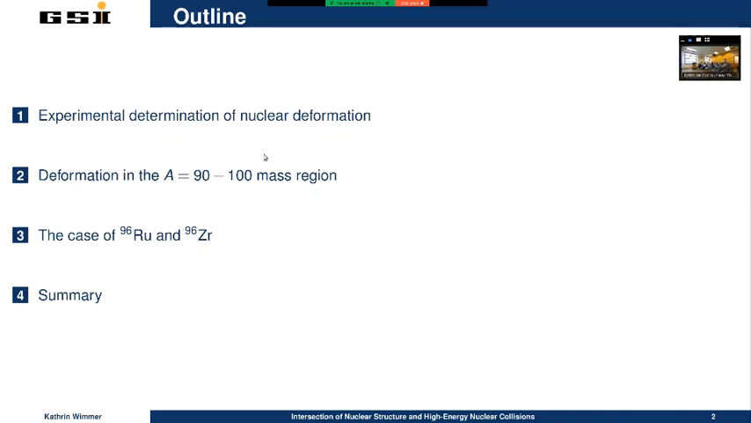So for the outline, I will first generally talk about how we can determine nuclear deformation from the low energy experiment, and then I will concentrate a bit around the mass region where a lot of interest has been recently gained from the low energy side, but also from isobar collisions on the high energy side. Then I learned that Magda will give a talk about the specific cases of ruthenium and zirconium later this week. So I will probably skip this part because she has much more current information to talk about that. And I will close with a summary.